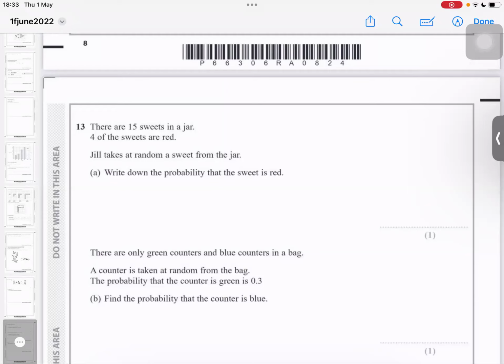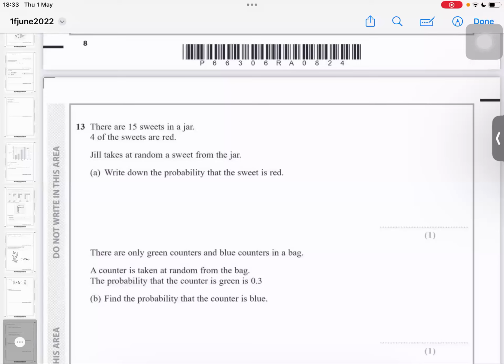Okay, so the next one says there are 15 sweets in a jar. 4 of the sweets are red. Looks like a probability question. He takes at random a sweet from the jar. Write down the probability that the sweet is red. Okay, so can you help us with this?